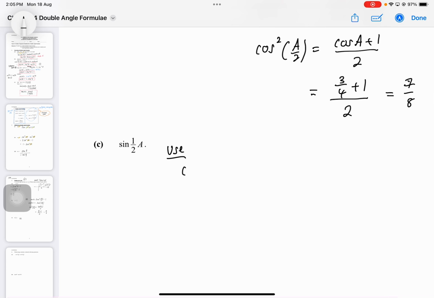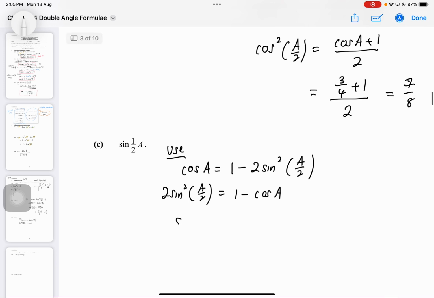Okay, I will use this: cosine A is 1 minus 2 sine square A over 2. Same thing, let's make sine square the subject. So I rearrange: 1 minus cos A equals 2 sine square A over 2, divided by 2, gives 1 minus cos A over 2.